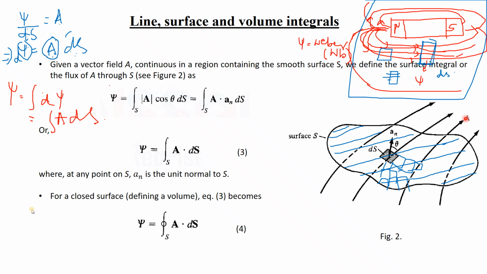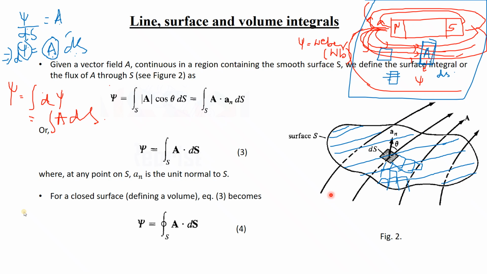Suppose we have any other vector, not flux, some other vector, okay? So that vector is A. Because flux density is a vector. We saw that the flux density which we are getting is actually a vector. So similarly, here a vector is passing, and we want to know what amount of the vector is passing through this area.